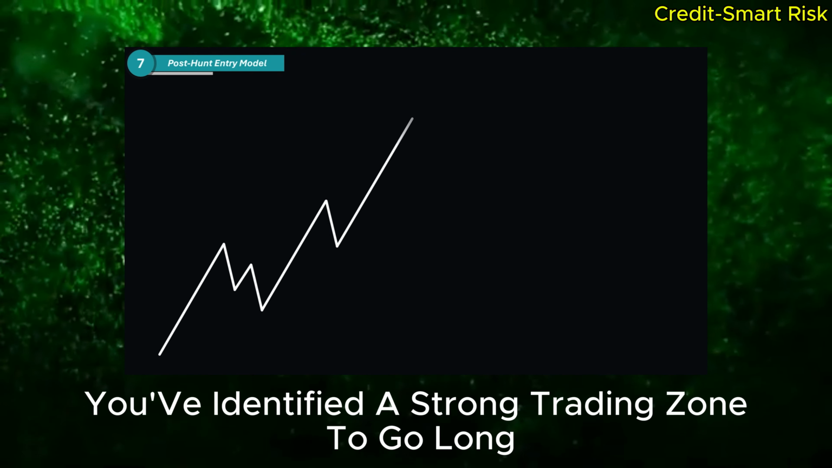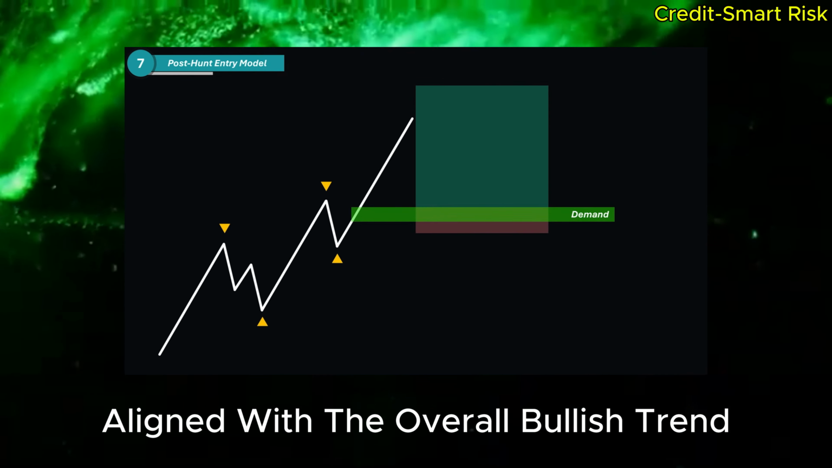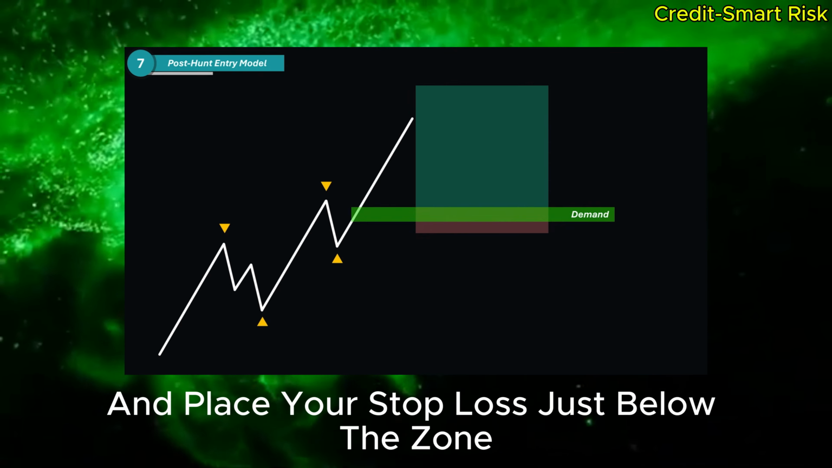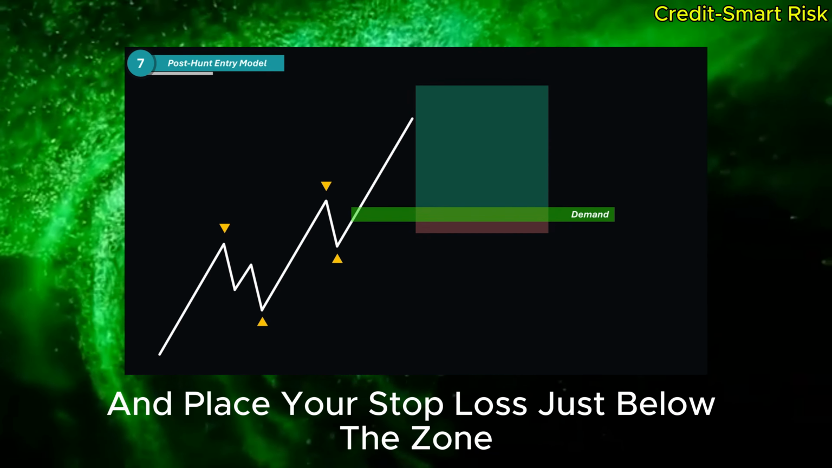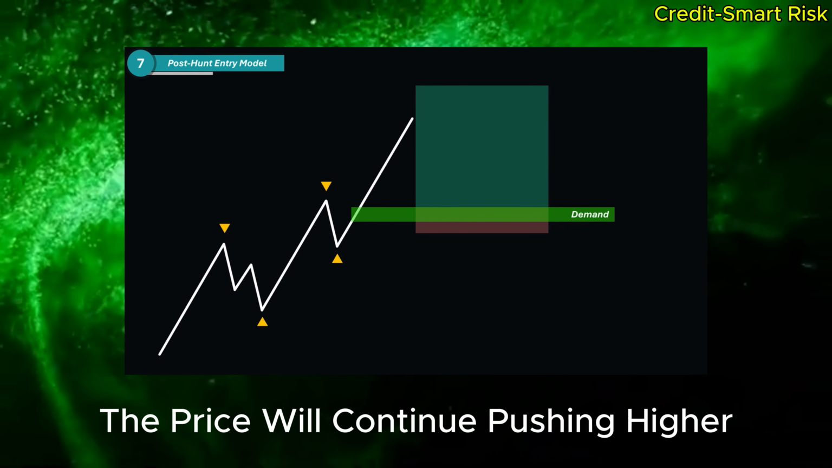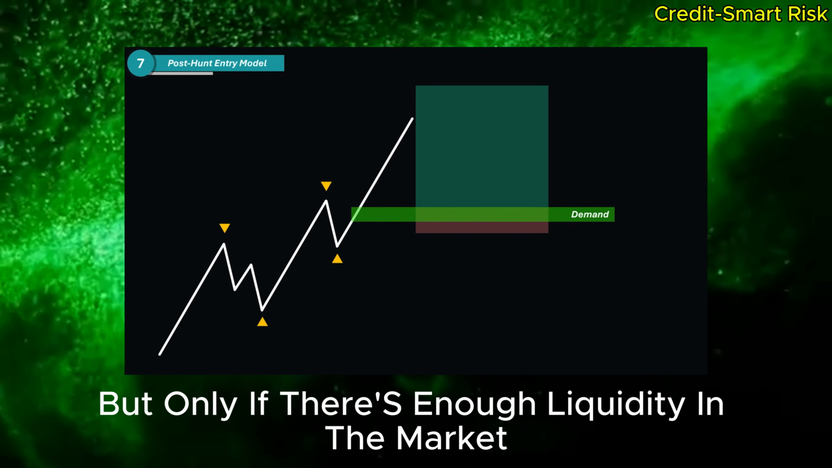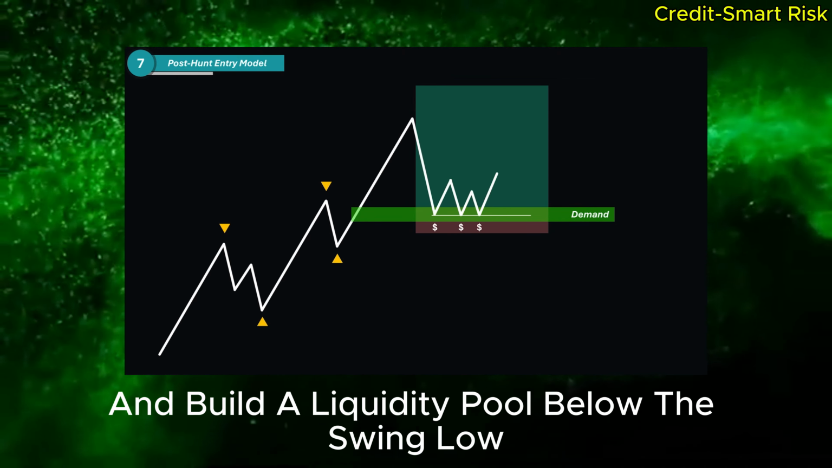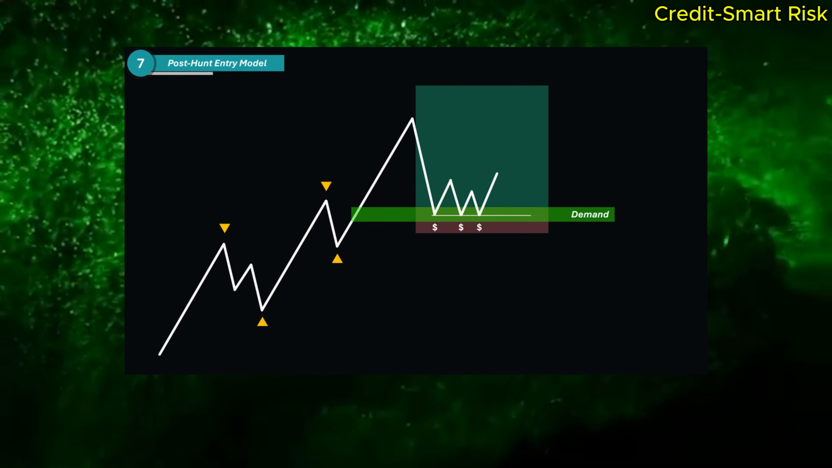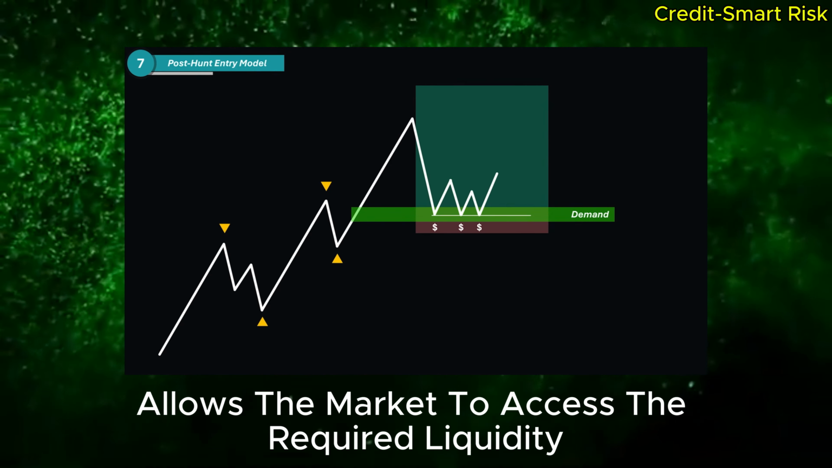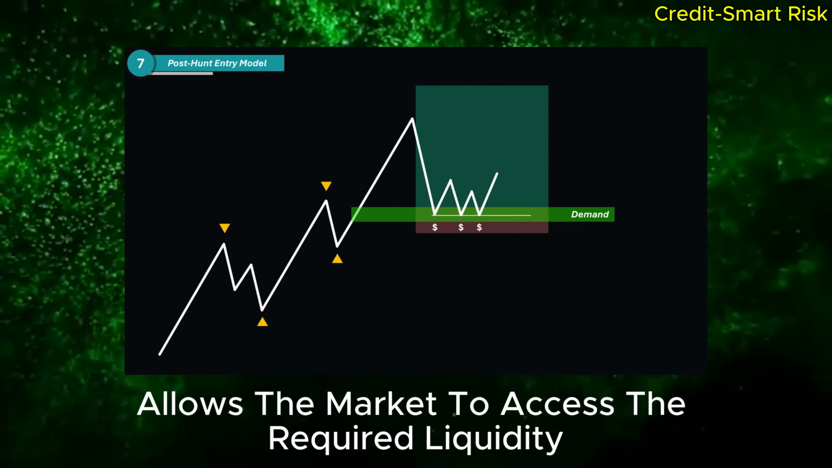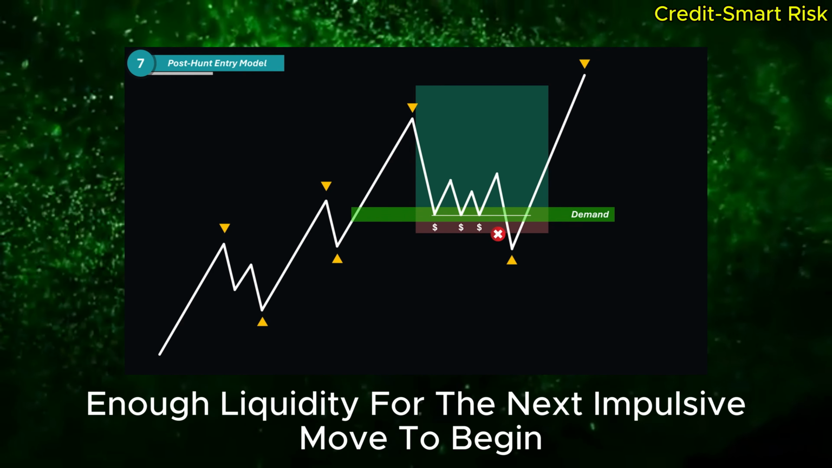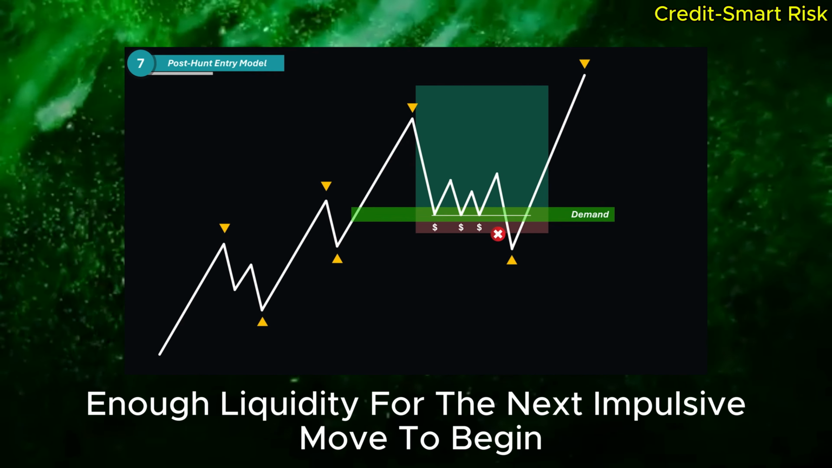Imagine you've identified a strong trading zone to go long, aligned with the overall bullish trend. You open a buy position in that area and place your stop loss just below the zone. The price will continue pushing higher, but only if there's enough liquidity in the market. Otherwise, the price might create equal lows and build a liquidity pool below the swing low. Breaking below these lows allows the market to access the required liquidity. Smart money typically hunts these stop losses first, gathering enough liquidity for the next impulsive move to begin.